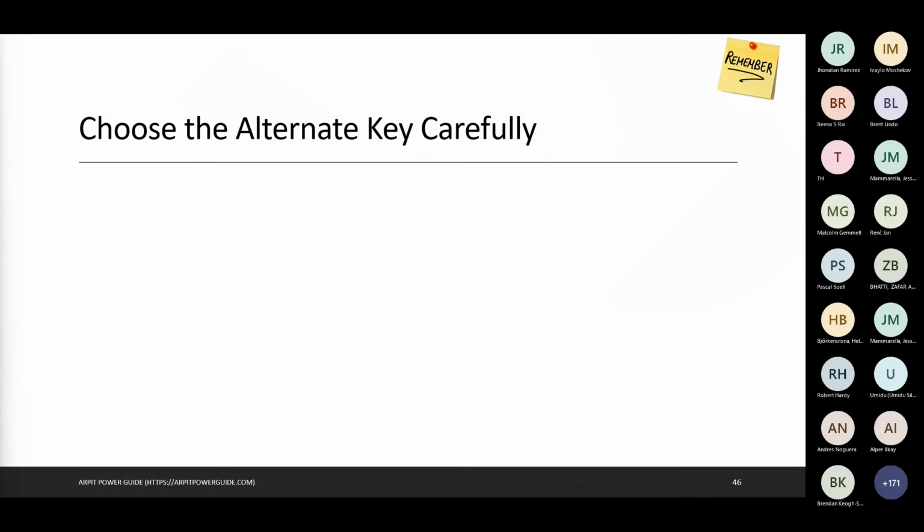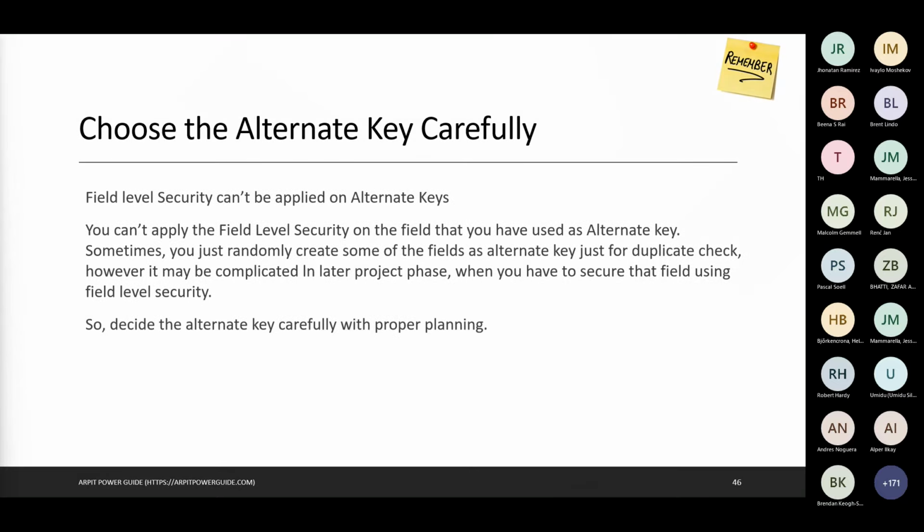Another thing, choose the alternative key carefully because field level security cannot be applied on alternative keys. That is a very important thing because sometimes we just randomly create alternative keys to avoid duplicate issues and for the upsert purpose in case of integration. But we have to make sure that if you mark a particular field as an alternate key, you cannot apply field level security in the future.